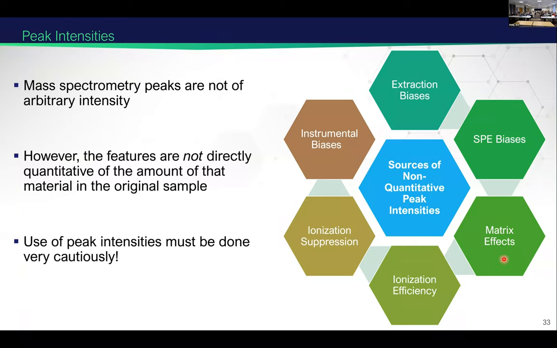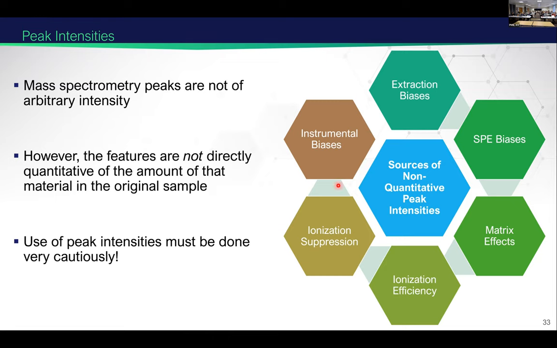So even though we do a water extraction, and even though we do our SPE cleanup, the presence of all these different molecules in these samples creates matrix effects. There's different composition going on. And that relates as well to the ionization efficiency. Some molecules just ionize better than others. Therefore, they will have more signal than others. Some molecules are suppressed by the ionization of other molecules. And so a signal can appear artificially lower than it should because of the presence of another species.